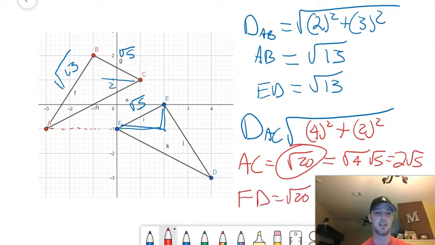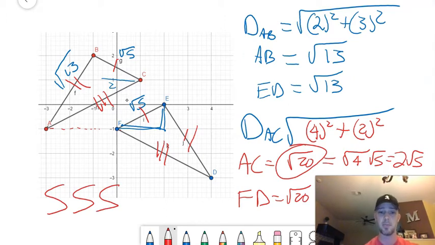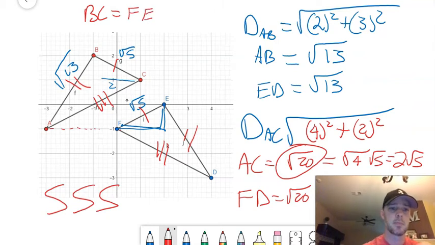So what I've done in this problem is I've verified that these pieces are congruent, these pieces are congruent, and this last piece down here is congruent. So I could prove these are congruent by using the side-side-side congruency criteria by going through piece by piece and determining AB. What was the first one that I did? AB? No, that wasn't the first one. BC. BC equals FE equals square root of 5. So those sides were congruent.